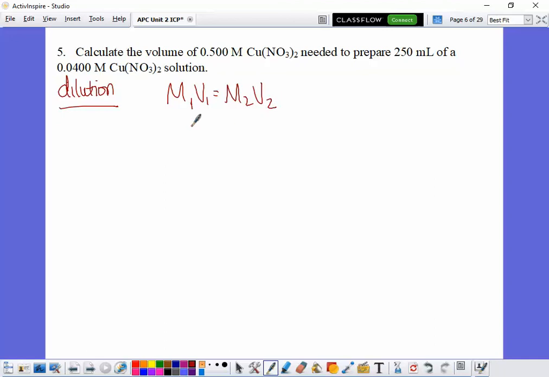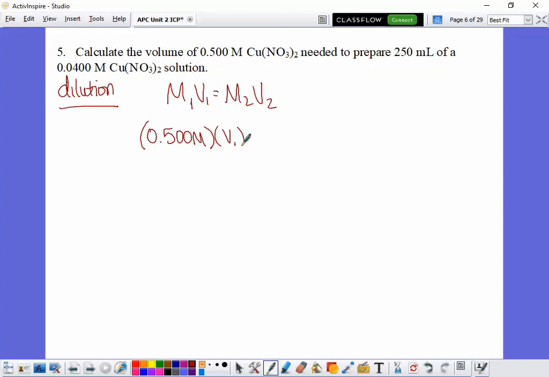Now typically, you want to make your greater concentration your M1. So here, we have a 0.5 molar solution of copper 2 nitrate, but we want a 0.04 molar, and we want 250 milliliters of that 0.04. So we want to calculate how much of that greater concentration do we need to then dilute. Okay? So my M1 in this case would be what? Which one's the greater concentration? The 0.5.